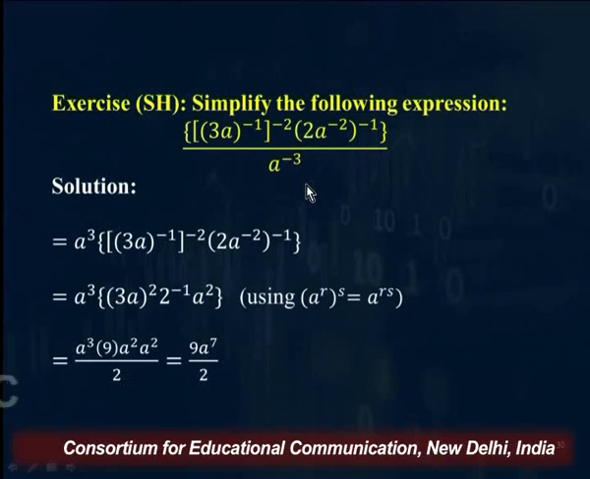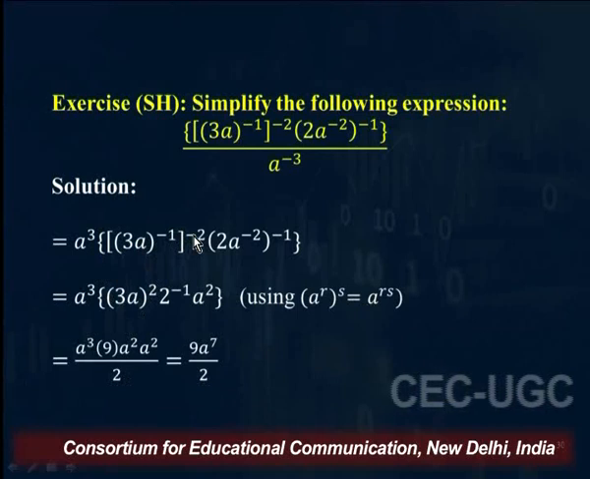Now here you can see if you want to simplify things, you can straight away take a to the power minus 3 to the numerator, which then gives you a cubed. 3a to the power minus 1, the whole thing to the power minus 2, times 2a to the power minus 2, to the power minus 1. Now here we can use the power rule that a to the power r, the whole thing raised to the power s, is nothing but a to the power rs. So what will happen? 3a to the power minus 1, the whole thing to the power minus 2 will become 3a squared.